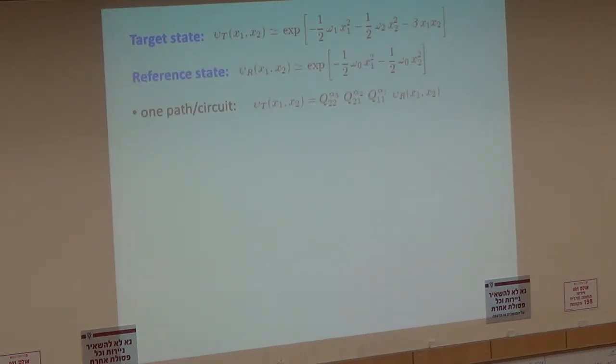So given our states, our reference state, our target state, our gates, what do we do? Well, we start to put together circuits, and the circuit's supposed to take me from the reference state to the target state. And so what does that circuit there do?